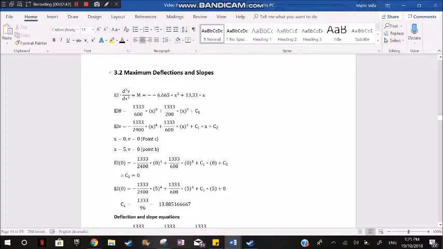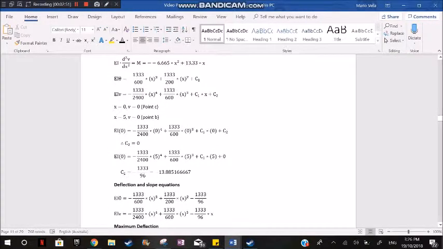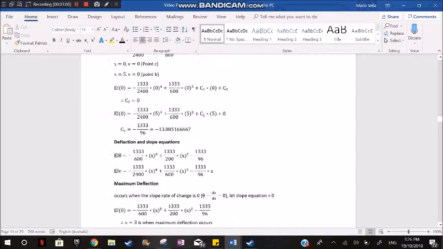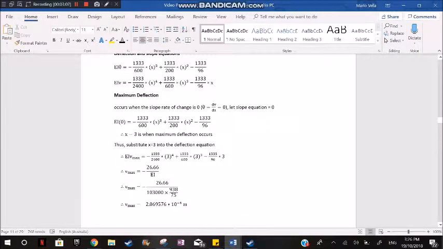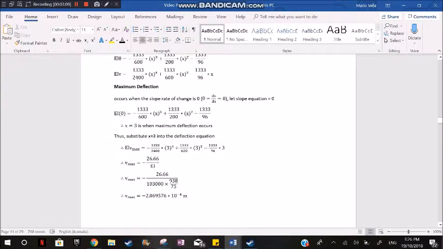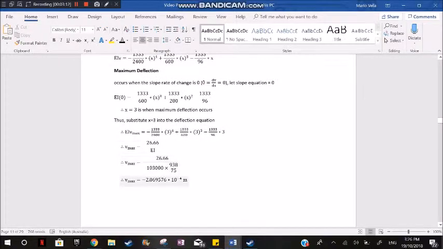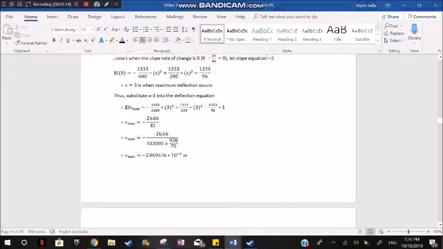Here's a quick summary of my maximum deflection and slopes. First I found the moment equation, then integrated that once and twice for the slope and deflection equations, found my boundary points, point C and point B, subbed them in and got my slope and deflection equations, as you can see here. After that I got my maximum deflection by letting it equal 0 and subbing in the x value. So I have my max here, which is negative 2.06 times 10 to the negative 4 meters.